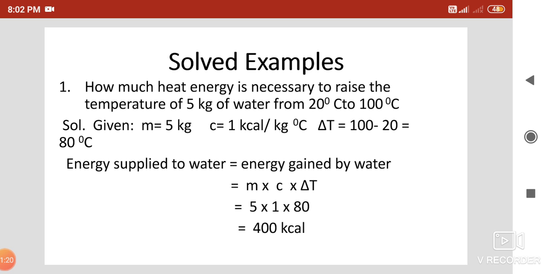So here the energy supplied to the water means the energy gained by water. So the energy gained by water is equal to the mass of water multiplied by the specific heat capacity of water multiplied by the change in temperature of water. So we can say 5 multiplied by 1 multiplied by 80 gives 400 kilocalorie. So the heat energy necessary to raise the temperature of water is 400 kilocalorie. Now after the first example, we'll see the second example.